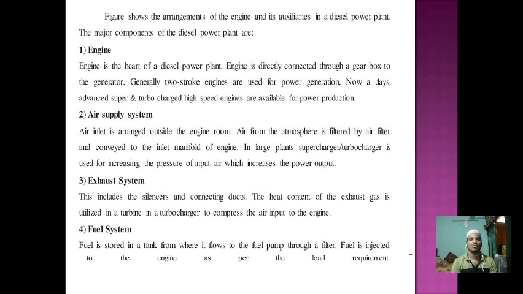Nowadays we are using the super and turbocharged high-speed engine. In that super and turbocharged high-speed engine, the four-stroke takes place. Air is supplied to the system from the outside. Exhaust system, after the engine, whatever burning gas is produced comes from the outlet of the valve, and it goes to the chimney and then into the atmosphere. Fuel system, we are using the fuel. First we filter the fuel, and after that we pass the fuel to the head of the engine by the fuel injector.